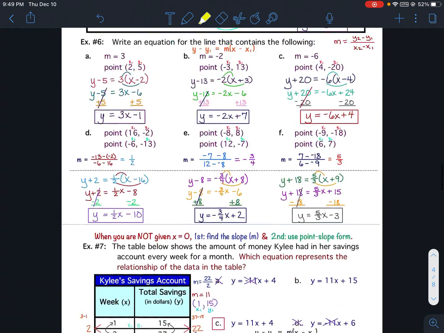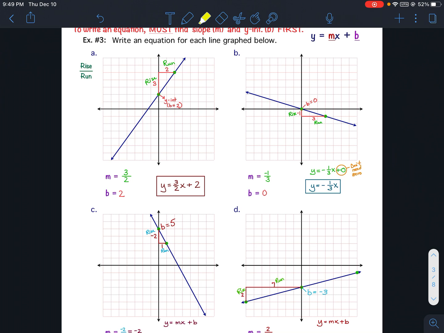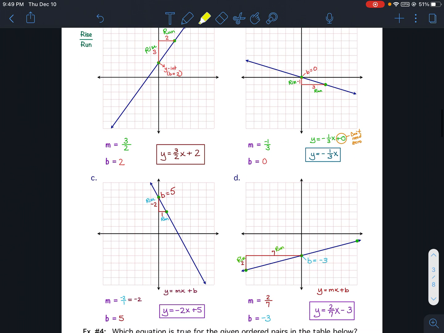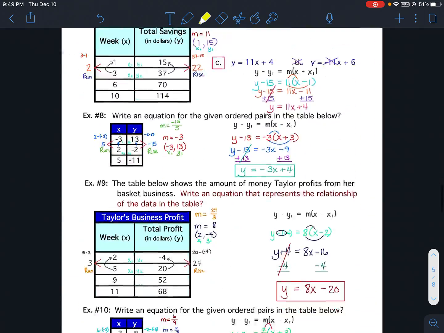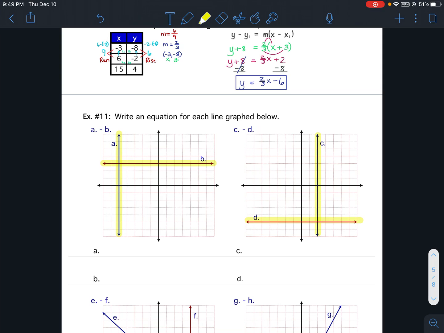So let me go up to example 3 for you. Look at example 3 there. Every single graph in example 3 had a slanted line. All of these have a slant to them. So all of these were in the form of y equals mx plus b. If I go back to example 11, A and C are vertical lines, B and D are horizontal lines. So these are just a little bit different.